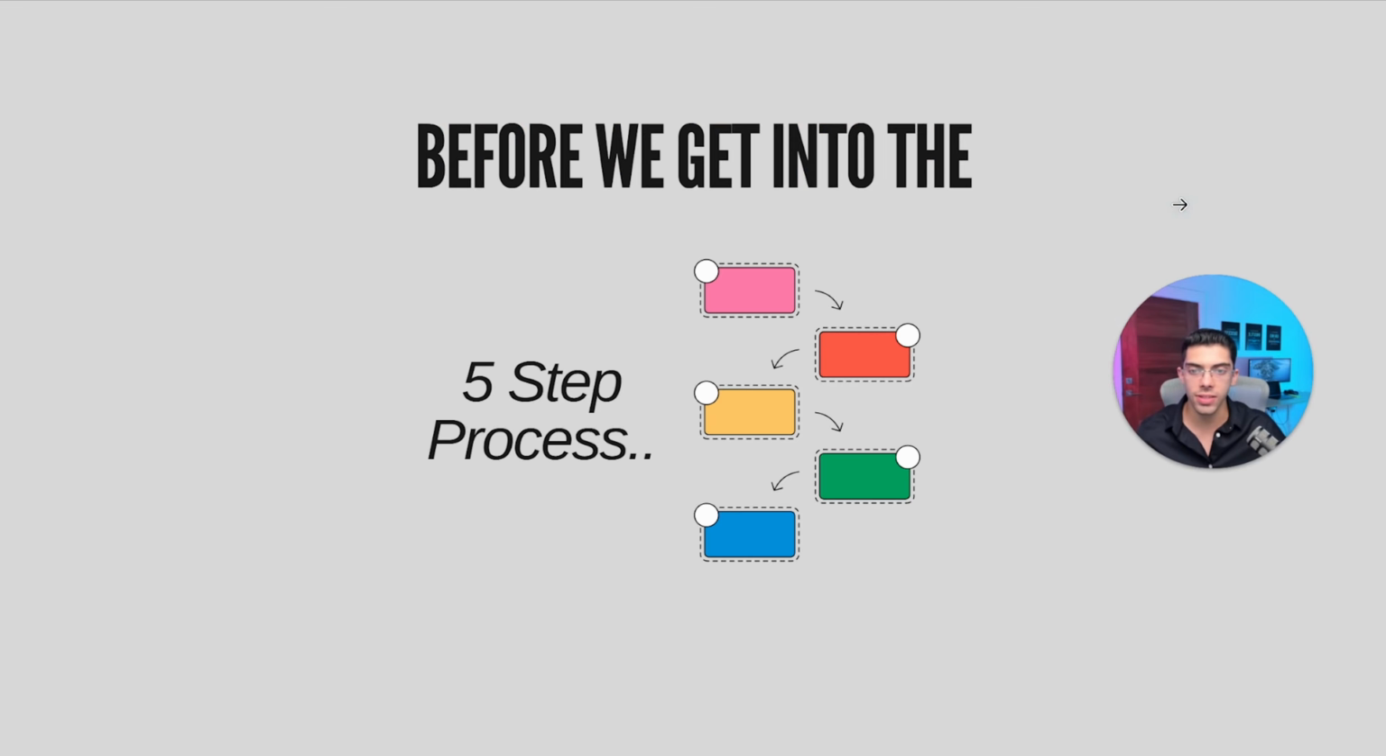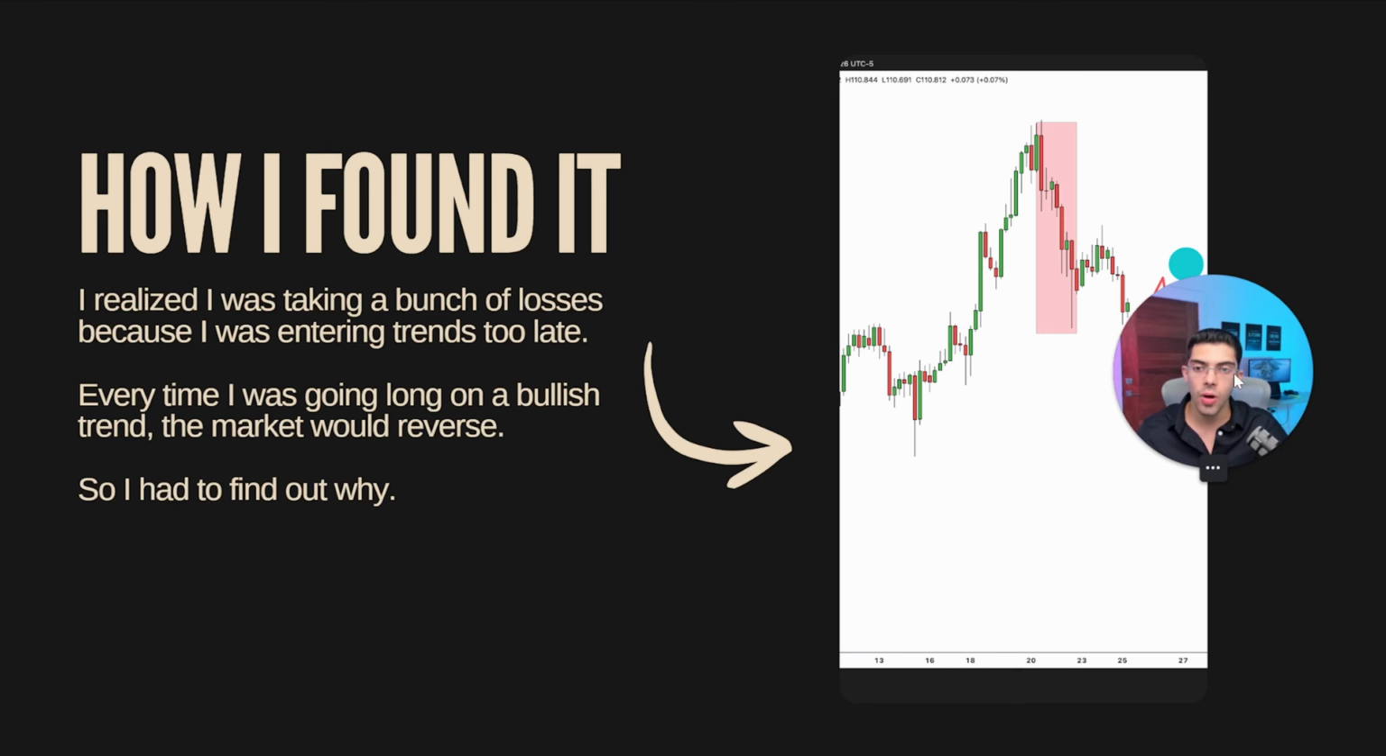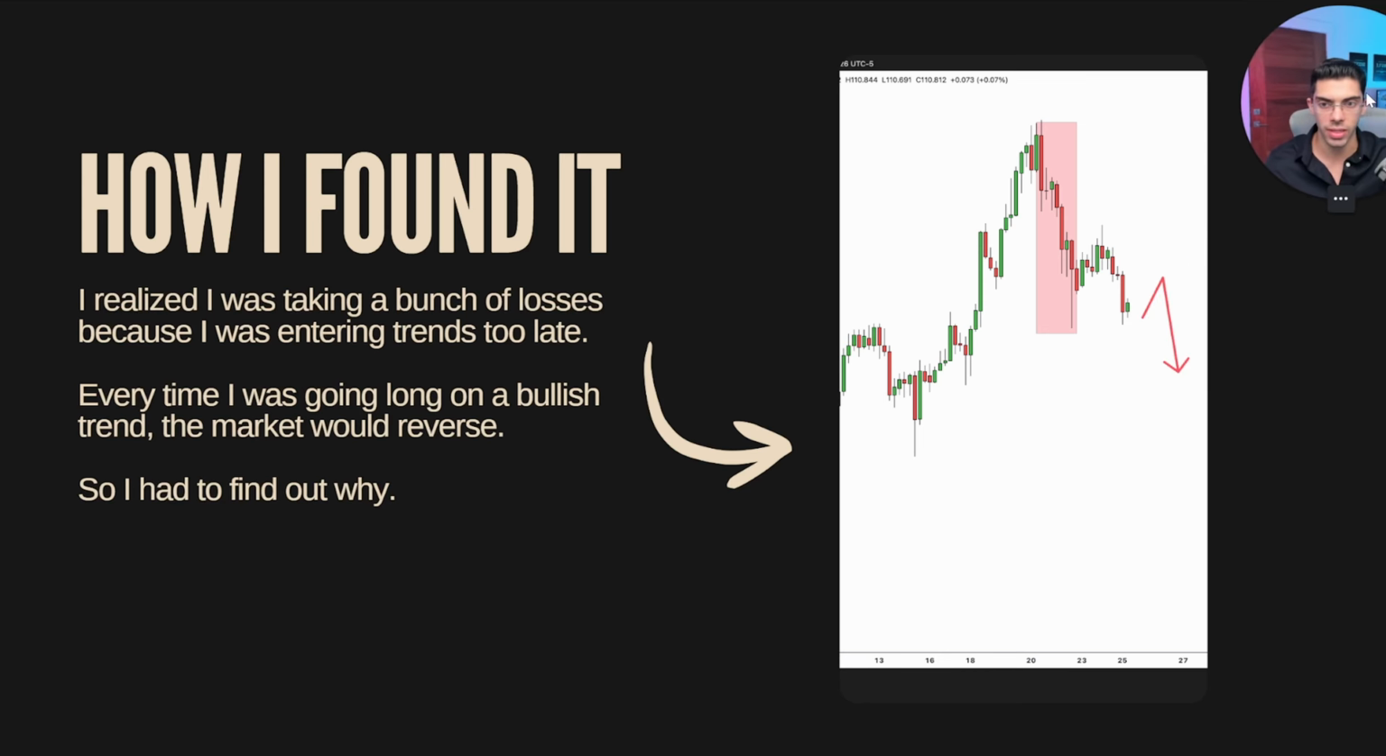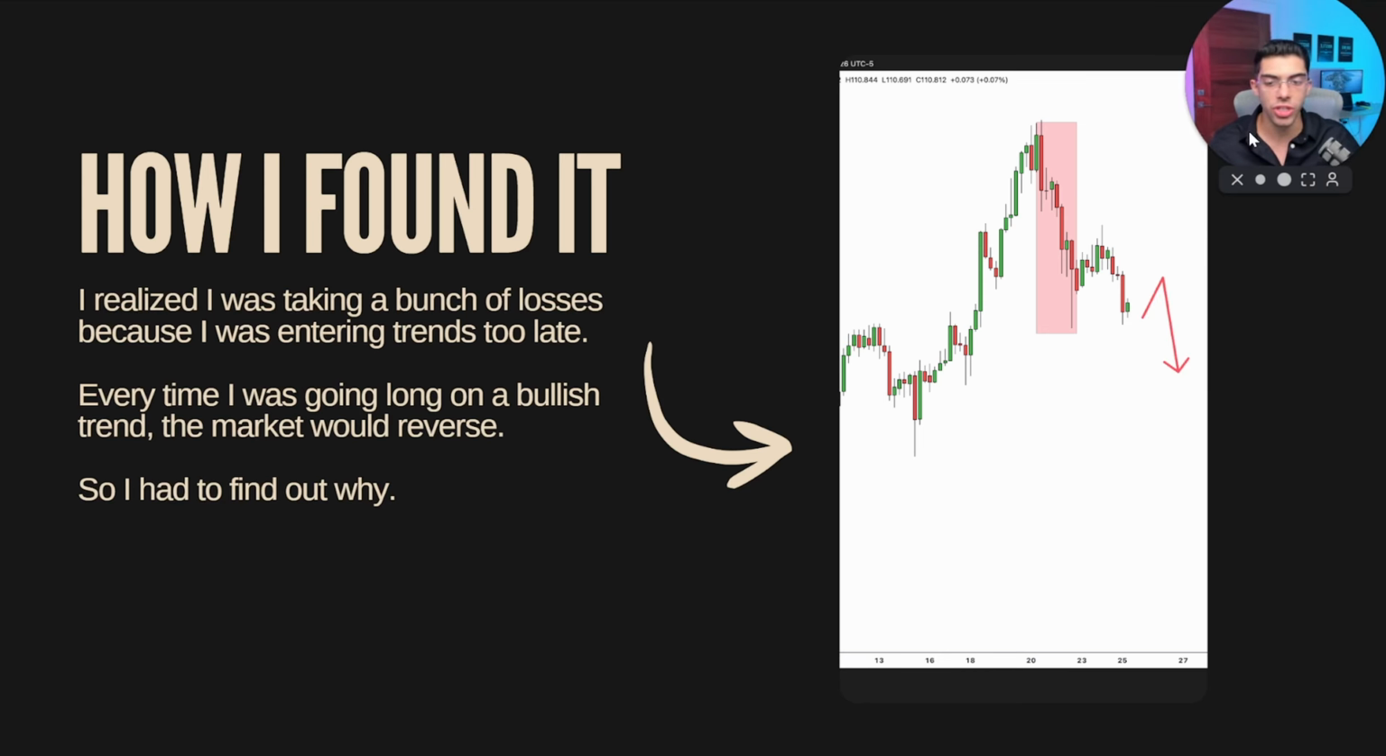Now, before we get into the 5-step process on how to actually use these counter trend impulses correctly and how to actually use it to win more trades, first, let's talk about how I found this in the first place. One thing is that I was taking a bunch of losses following overall trends. So everyone says, follow the trend and you'll win. And this is true, but if you enter in too late on a trend, it would always reverse. And that's what happened to me consistently. And it would cause me to lose trades over and over again. So I had to find out why.